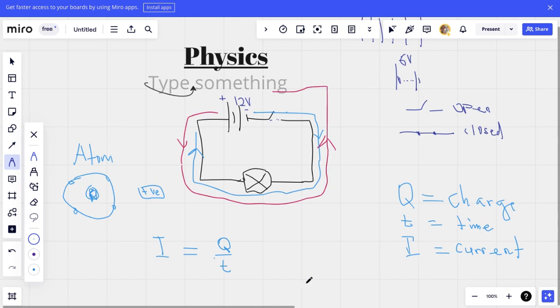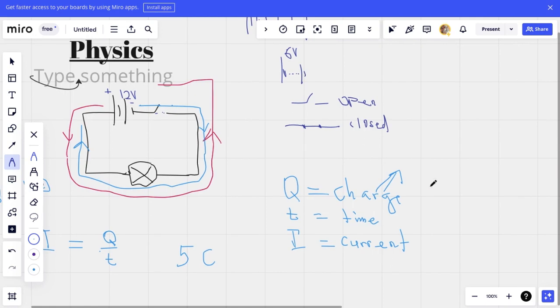If there is 5 coulomb charge passing, the unit of charge is coulomb. The SI unit of charge is called coulomb. So please take note of that. And the SI unit of current is called ampere. So we say the unit for charge is coulomb.